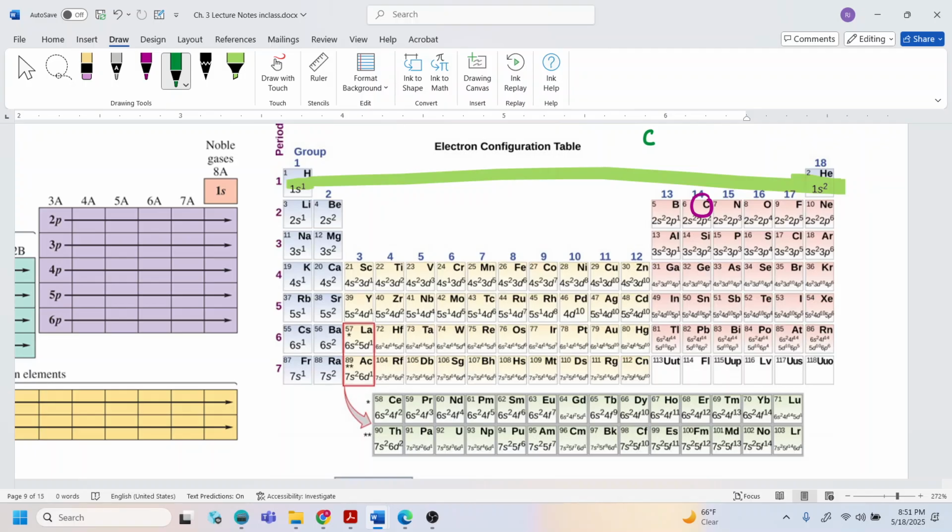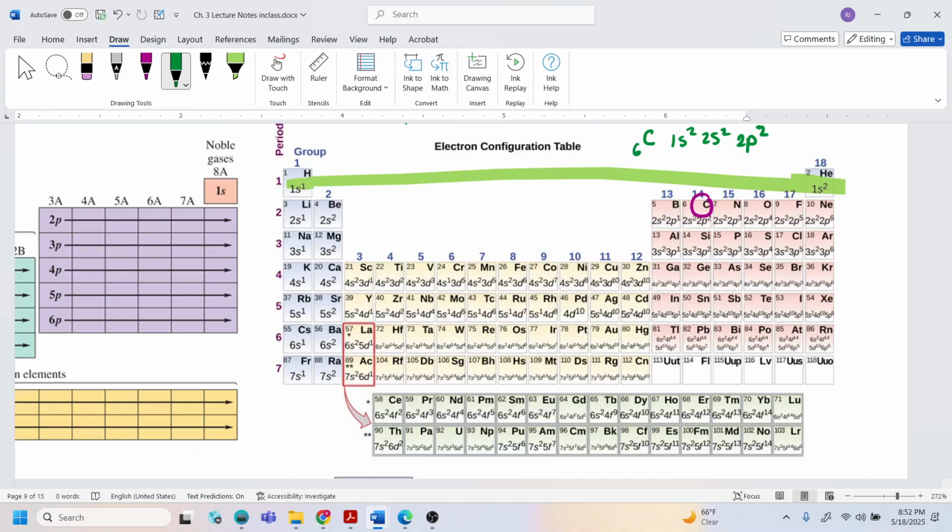Carbon is going to be 6, right? It does have the atomic number of 6. So it's going to be 1s2, 2s2, and 2p, and this is going to be 2. So 1s2, 2s2, and 2p2 in there.